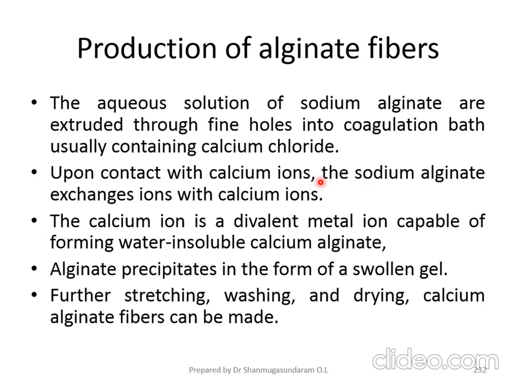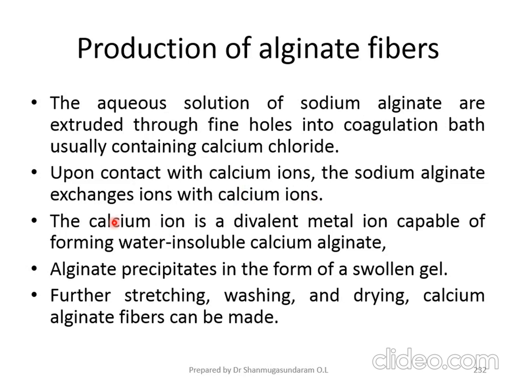So once it comes in contact with the calcium ion, what will happen? There is an ion exchange. Here the sodium alginate exchanges ions with calcium ions. So the sodium alginate becomes calcium alginate. At the end of the fiber production, the sodium alginate has exchanged ions with the calcium ions. Ultimately, the fiber contains calcium ion. So the fiber is called calcium alginate fiber.